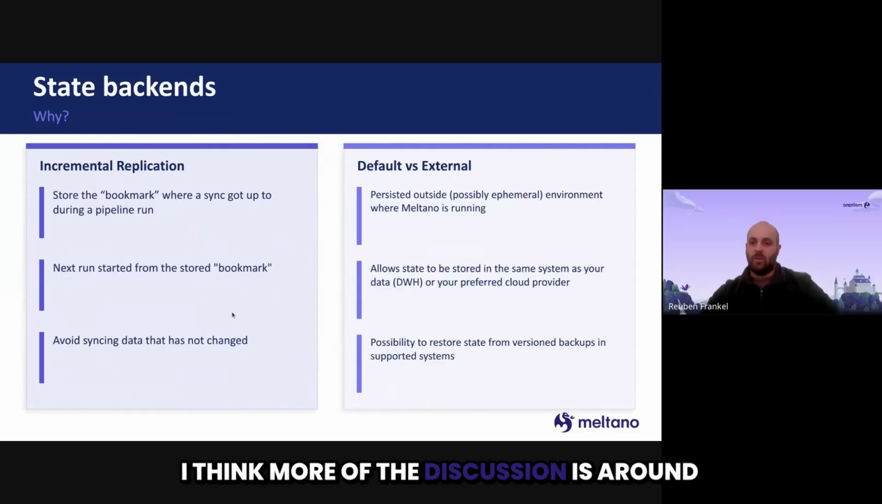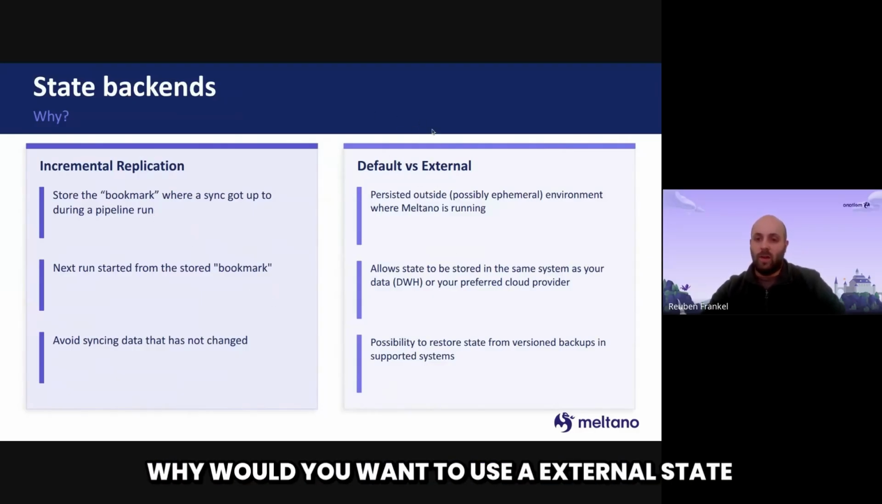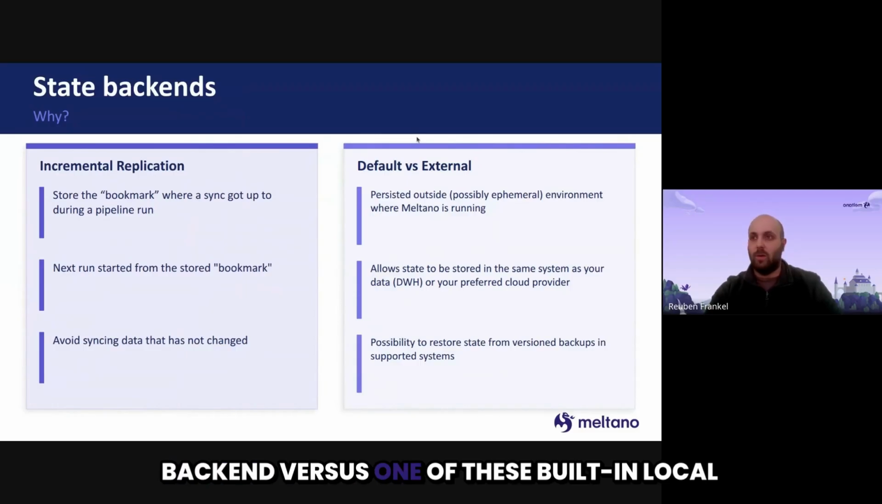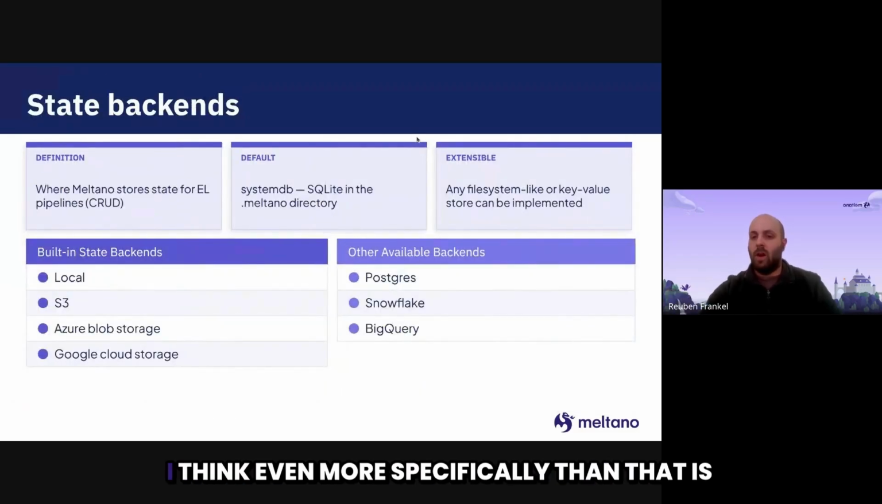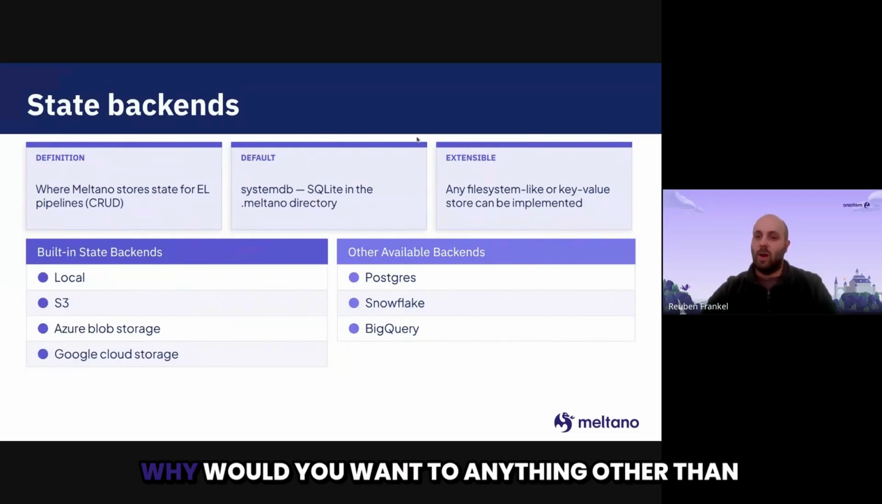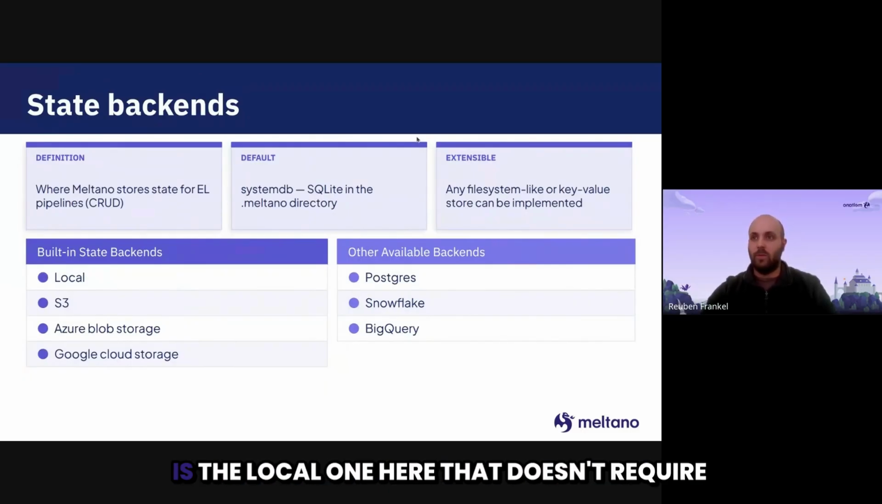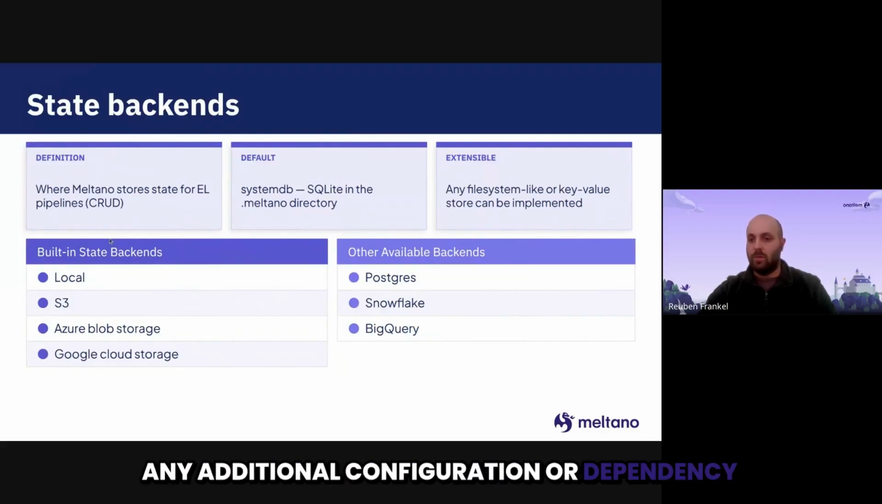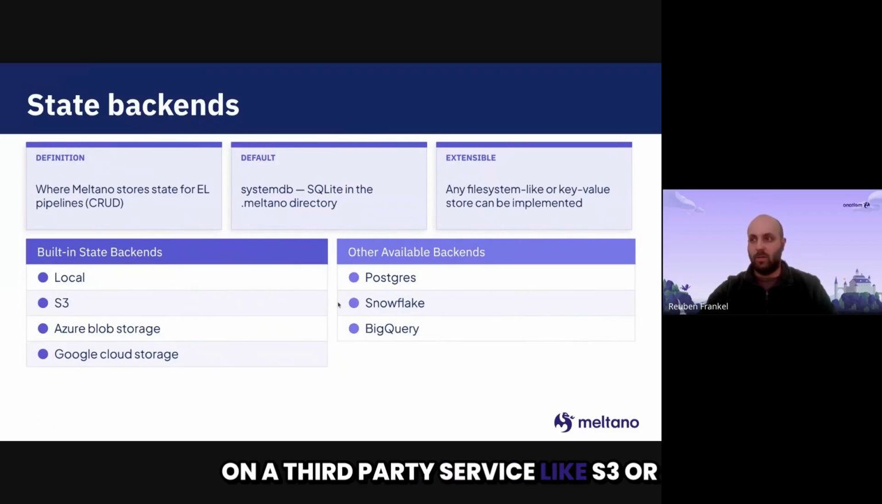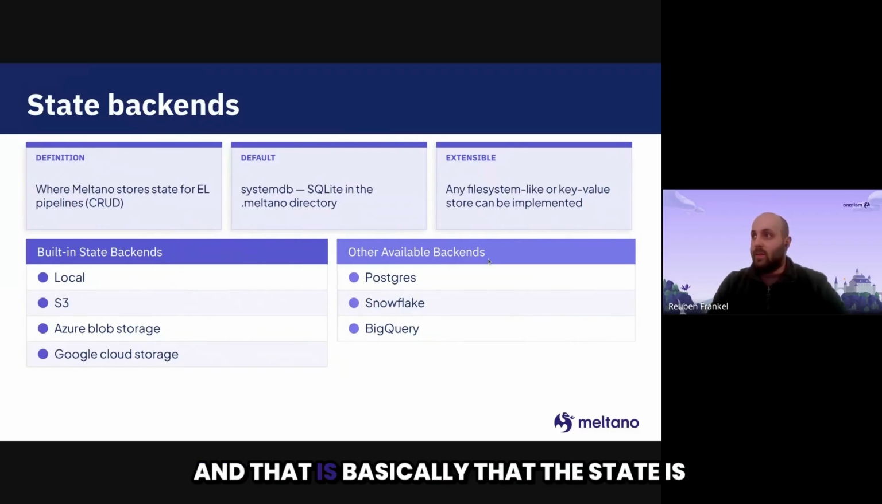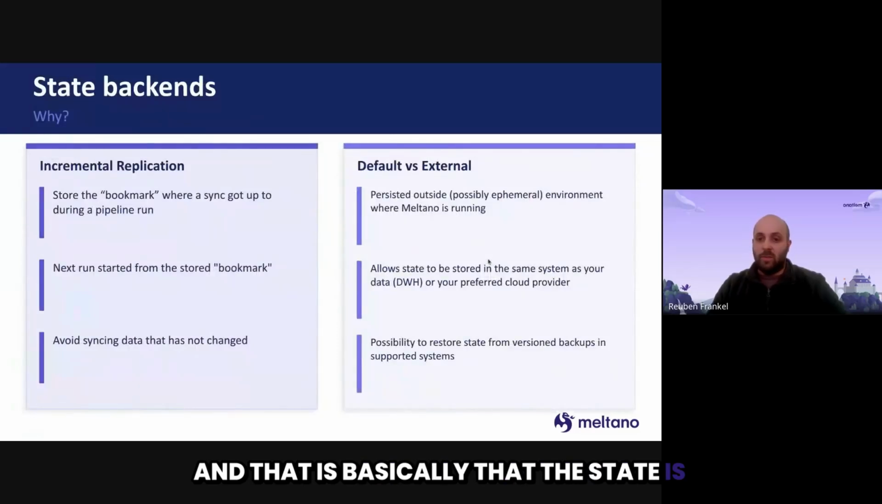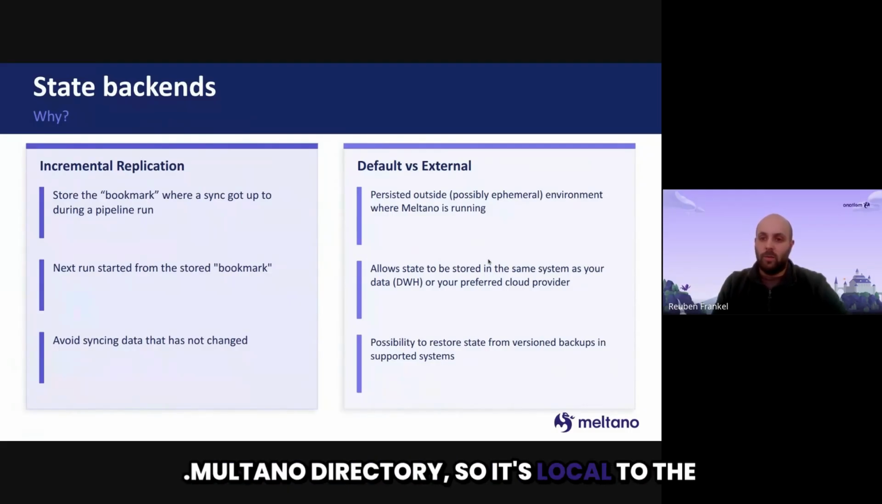I think more of the discussion is around why would you want to use an external state backend versus one of these built-in local ones. Even more specifically, why would you want to use anything other than the one Meltano bundles by default, which is the local one that doesn't require any additional configuration or dependency on a third party service like S3 or Postgres. And that is basically that the state is persisted outside of the project. The SQLite database is stored in the .meltano directory, so it's local to the project.